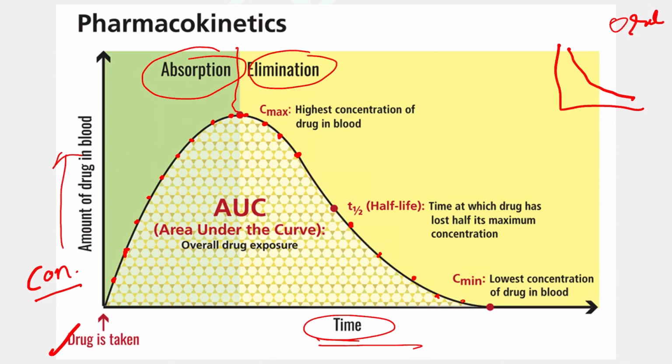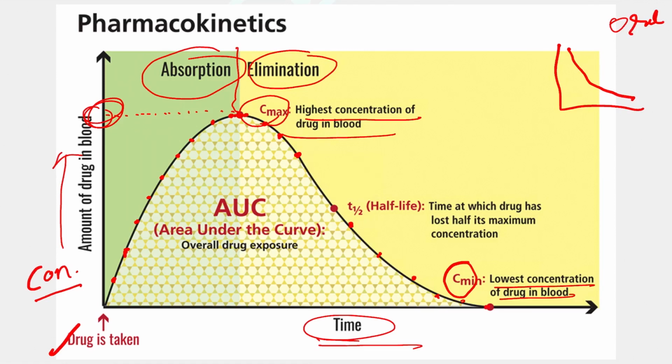Now, another important point, or some important short questions that can be asked: what is Cmax? Cmax is the highest concentration of a drug in the blood. Which is the highest concentration? This point. So this would be the Cmax, the highest concentration of a drug in the blood. Now, what is Cmin? Cmin would be the lowest concentration of a drug in the blood, and this would be the lowest concentration. Obviously, because the drug gets eliminated.